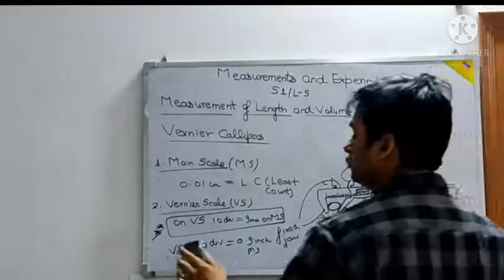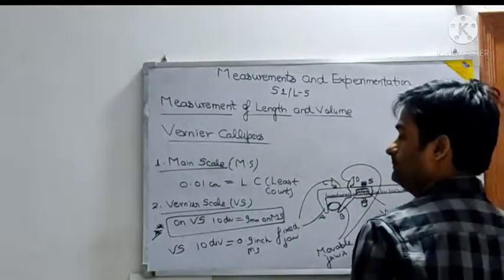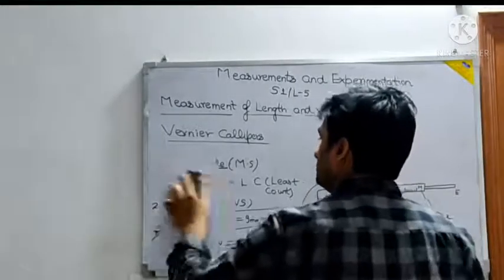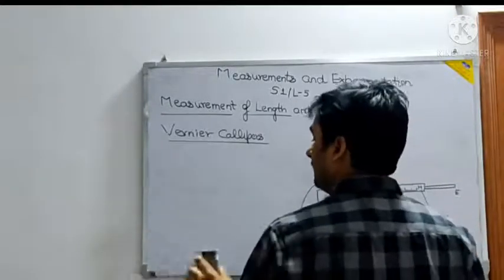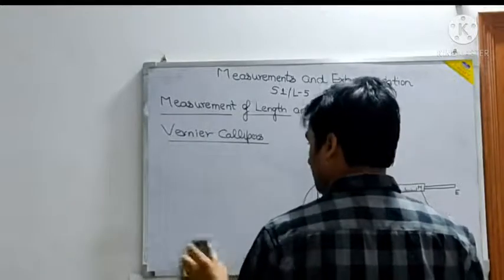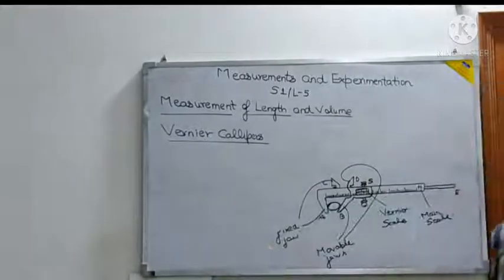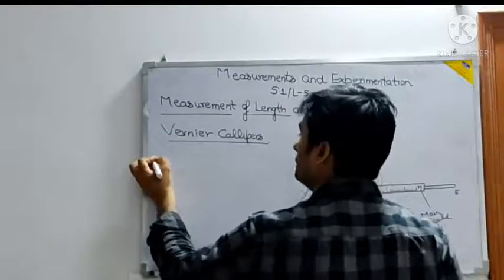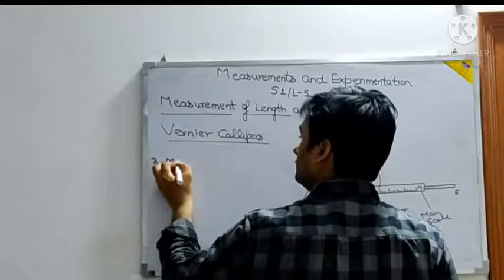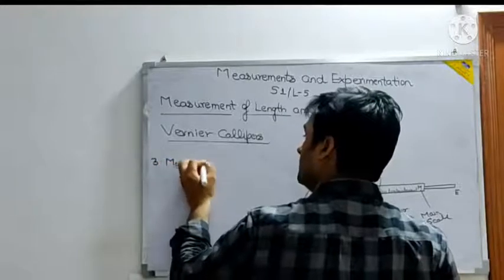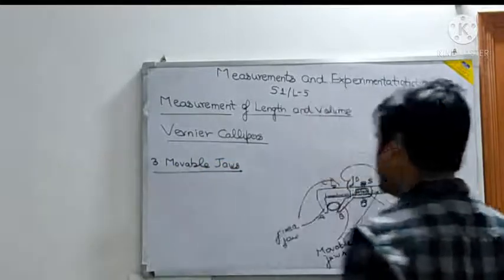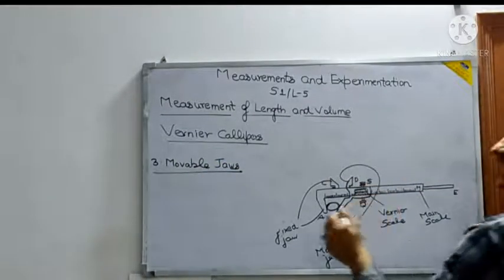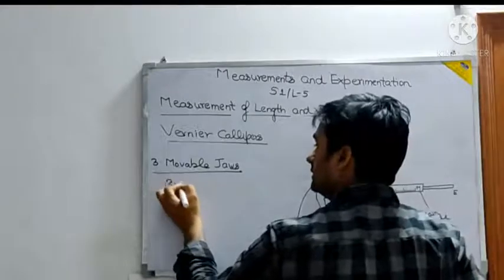Then the third part is the movable jaws. Please, this is a very important lecture regarding vernier calipers, because this is the first time you are studying it. That's why let me finish this, however much time it takes, not an issue. The third part is the movable jaws. Which are the movable jaws? B and D are the movable jaws.